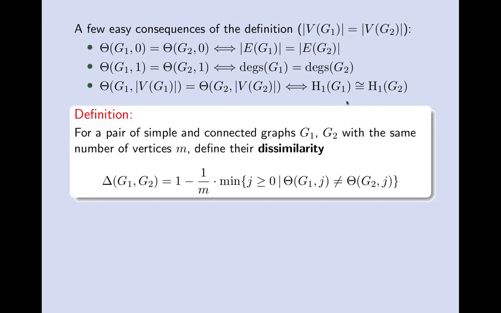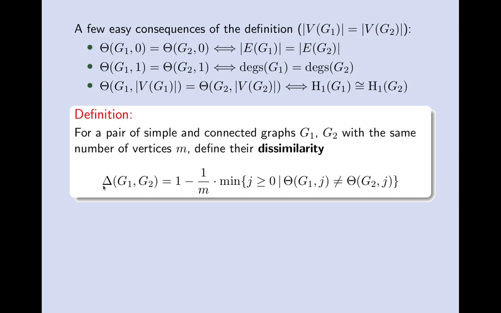Okay, now how can we use this to construct a dissimilarity function? But more importantly, what is a dissimilarity function? A dissimilarity function is just a function that takes as input two graphs and spits out a number, let's say between 0 and 1, telling us how similar, or in this case dissimilar, these two graphs look.